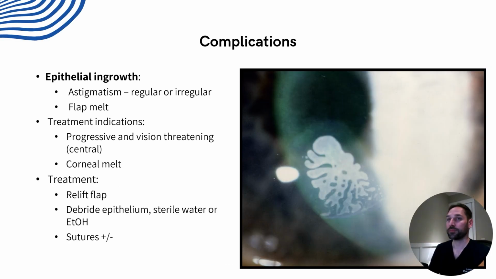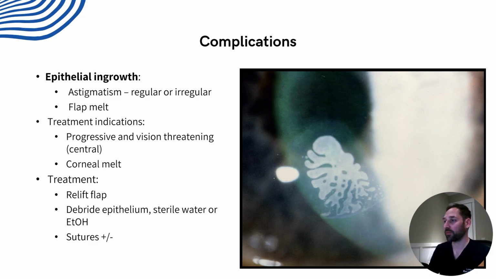This is what epithelial cell ingrowth looks like. So this is the edge of the flap here, and cells have grown underneath the flap and are creating this little nest of cells. And as they die, they become kind of white. And if these cells march towards the center of the pupil, you have to relift the flap and remove them.